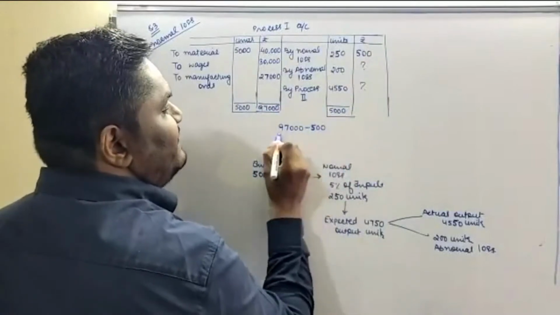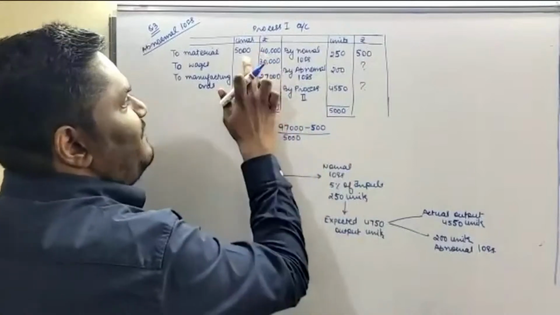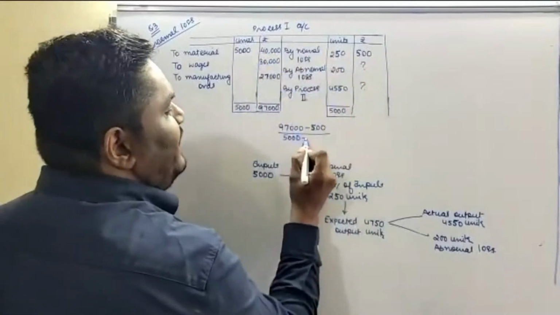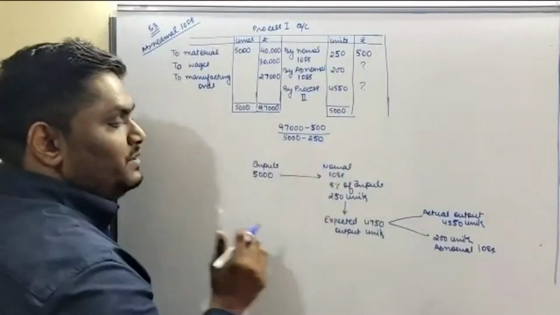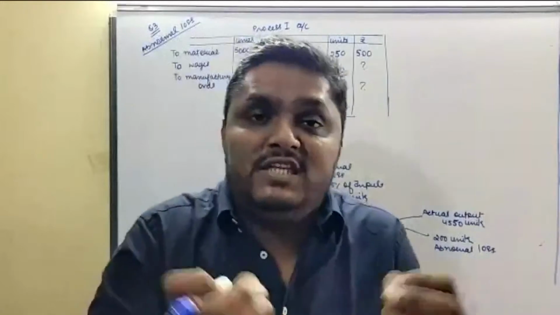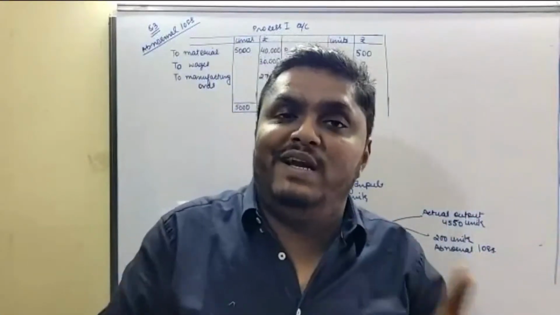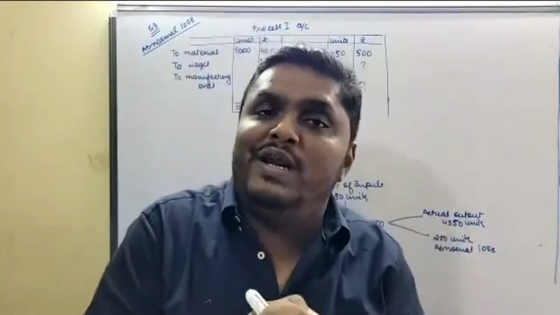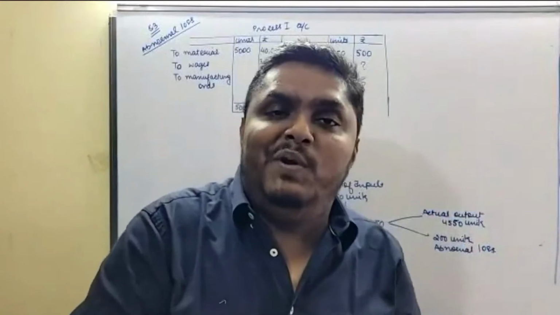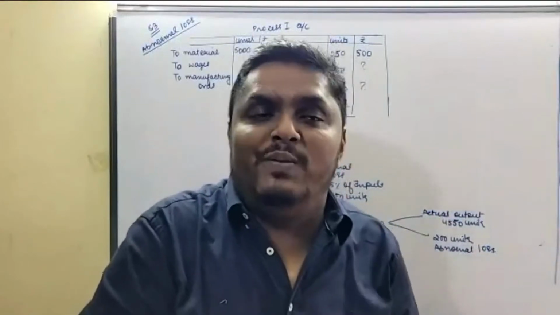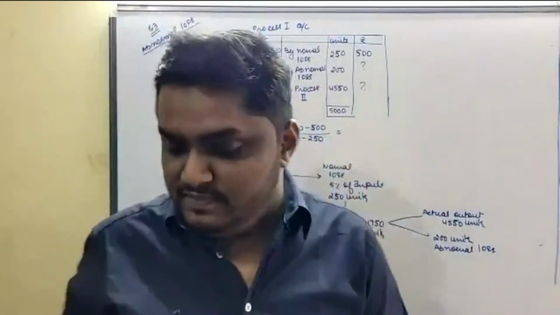So divide minus 500, whole divided by my total input, that is 5,000 minus 250. The same approach I am using, that is my expected cost divided by my expected output. When talking about expected cost, very simple, total cost minus scrap value. And when talking about expected output, total input minus normal loss. So here my cost per unit will be how much?